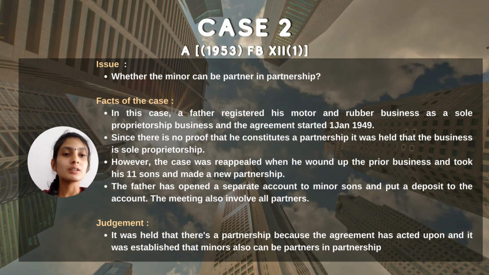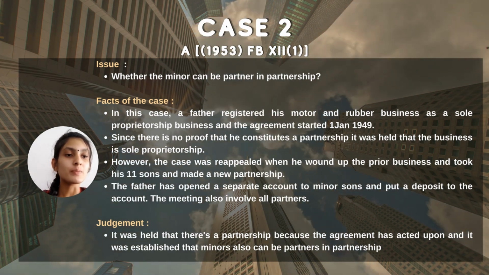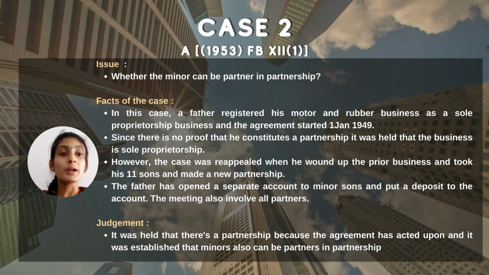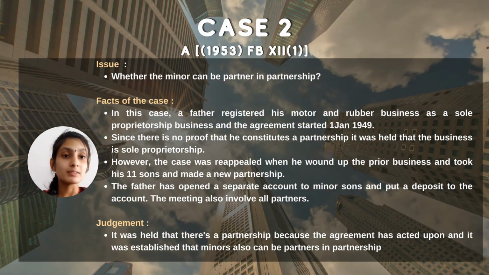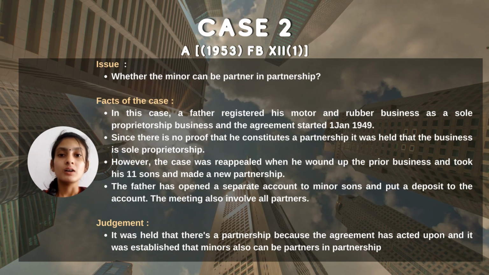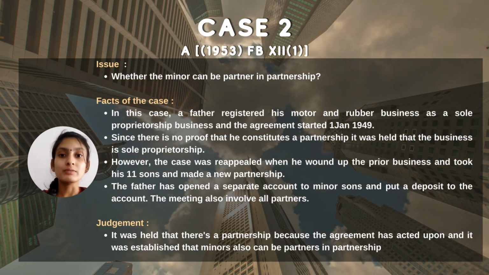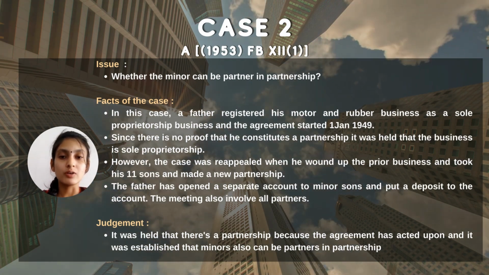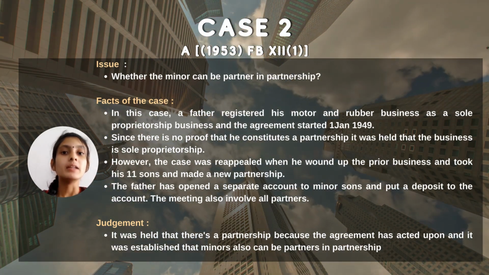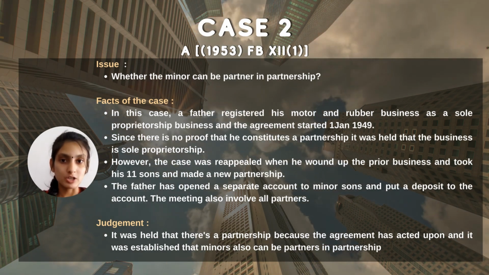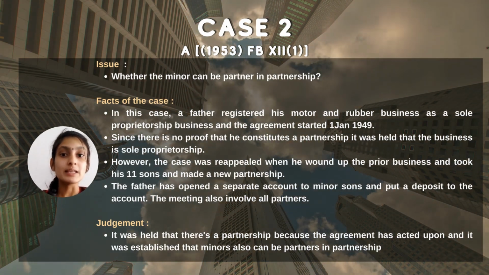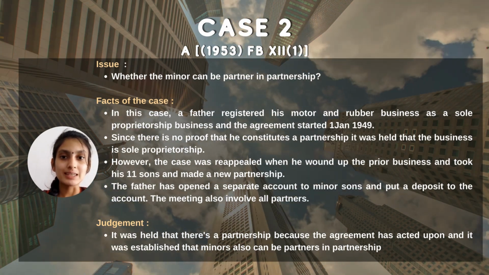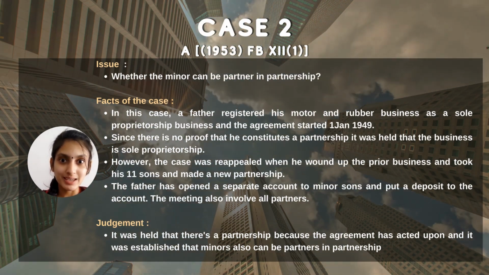So here the agreement is like, they opened an account for the minor sons, and there is some proof that there is a partnership. So it seems like it's a proof of partnership, and they also held that there is a partnership. Even minors can be partners in a partnership. So I think, is it clear? All of you can understand?